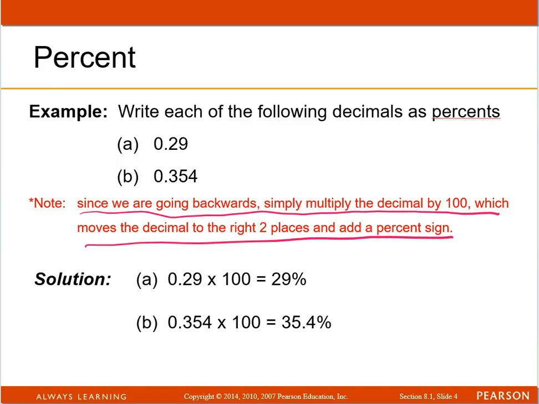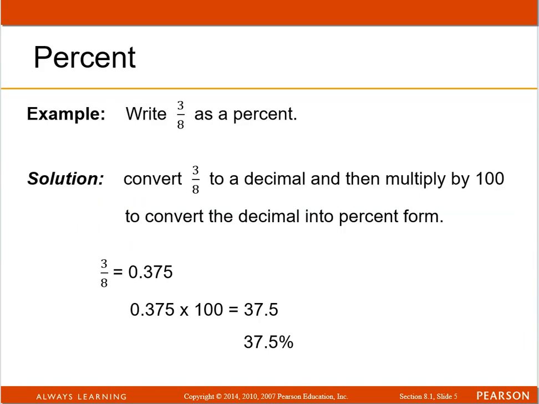So if you have 100% of something, you have one whole. You have the whole thing. So when I have 0.29 of it, I've got 29% of it. If I have 0.354 of it, I have 35.4%. So you just multiply by 100, which moves the decimal 2 places to the right. And then you have to remember to add the percent sign because they said, please write it in percent form.